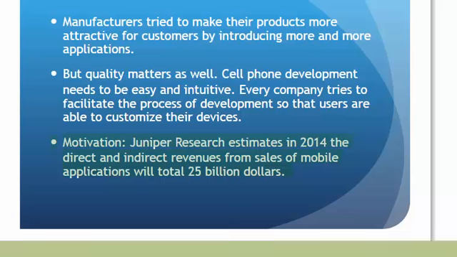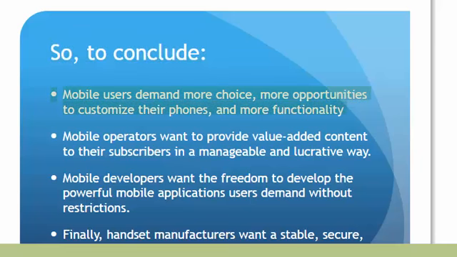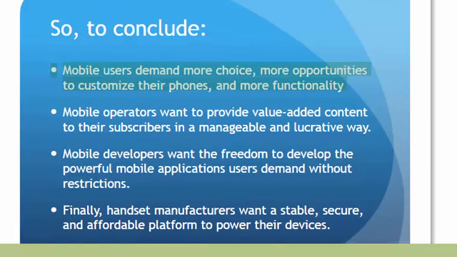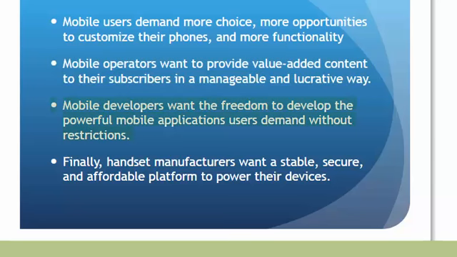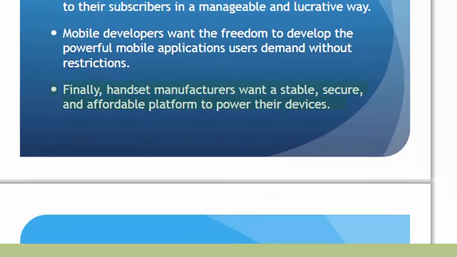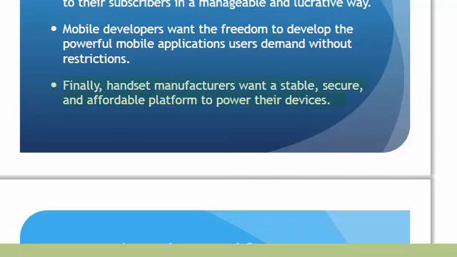Motivation. Juniper Research estimates in 2014 the direct and indirect revenues from sales of mobile applications will total $25 billion. So, to conclude, mobile users demand more choice, more opportunities to customize their phones, and more functionality. Mobile operators want to provide value-added content to their subscribers in a manageable and lucrative way. Mobile developers want the freedom to develop the powerful mobile applications users demand without restrictions. Finally, handset manufacturers want a stable, secure, and affordable platform to power their devices.